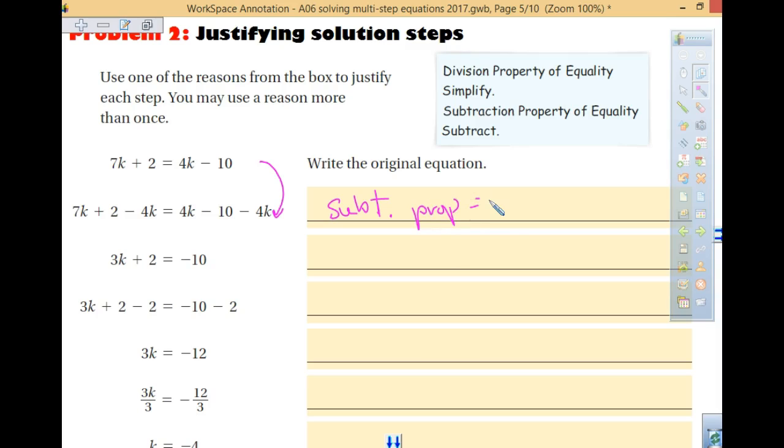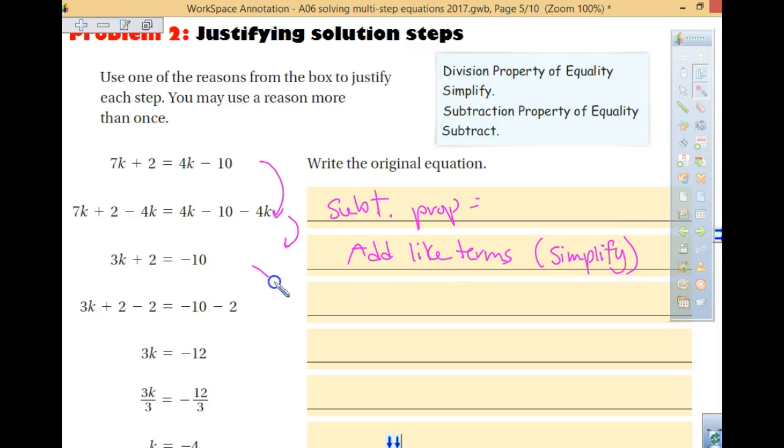And Mallory, what happened from the second line to the third line? They combined the like terms. Added like terms, right? Could you also say simplify? Yeah, I like adding like terms a little better because it's more specific. But that is what you're doing. You're combining your like terms.